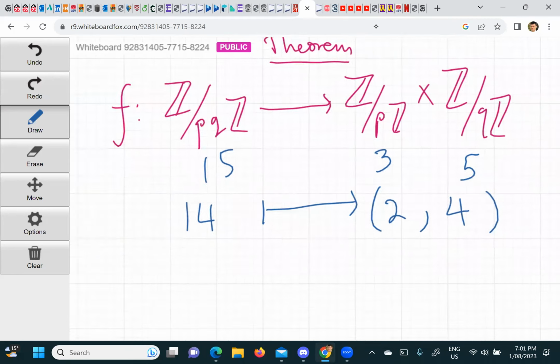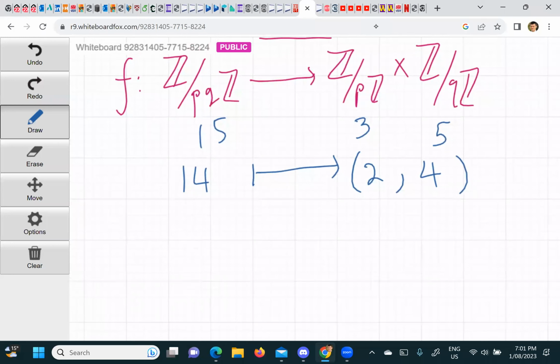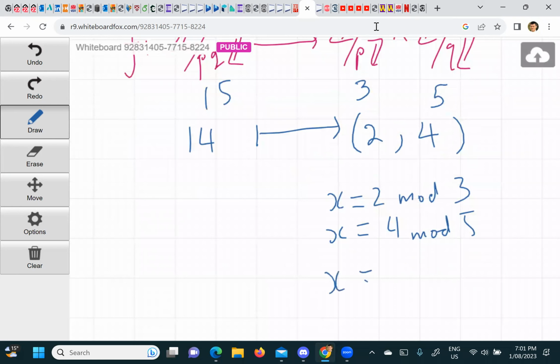You can see why it's called the Chinese remainder theorem in the sense that it basically says if you have x equals 2 mod 3 and x equals 4 mod 5, then there's a unique solution x equals something mod 15. That's exactly saying this is a bijection, because that there is a solution says it's surjective, and that the solution is unique says it's injective.